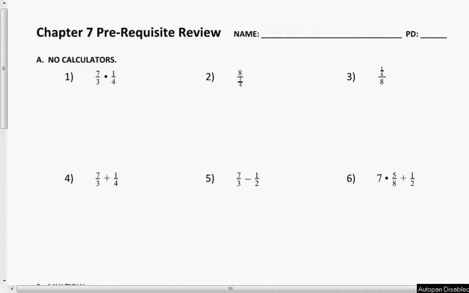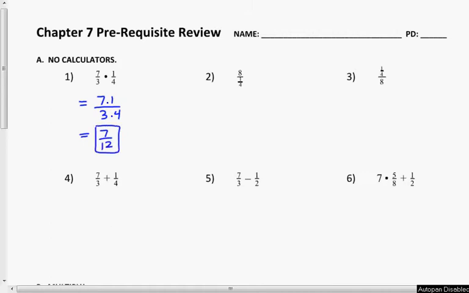Okay, this is the Chapter 7 Prerequisite Review, numbers 1 through 6. Okay, number 1, you're multiplying two fractions. So just remember the process is that if you're multiplying two fractions, multiply the two numerators and the two denominators. And your answer is here, 7 over 12.